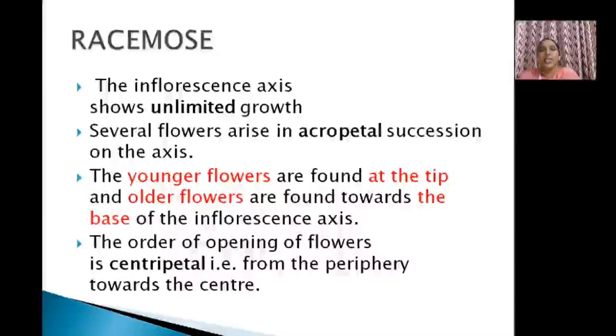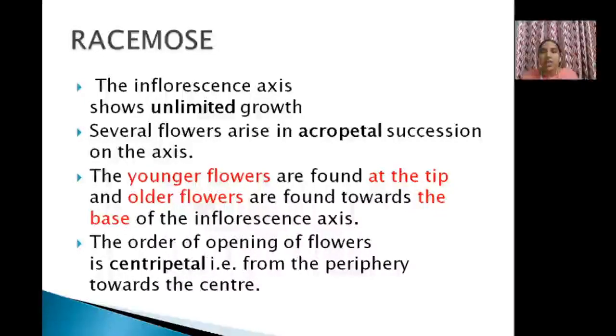What is the peculiarity here is that the inflorescence axis shows unlimited growth, meaning the axis of the inflorescence will grow continuously. Flowers are arranged in an acropetal succession, meaning on the axis, the flowers at the basal part are the older, matured ones. Flowers at the tip are younger, usually in bud condition. That is known as the acropetal succession. So younger flowers at the tip, older flowers at the base of the inflorescence axis.